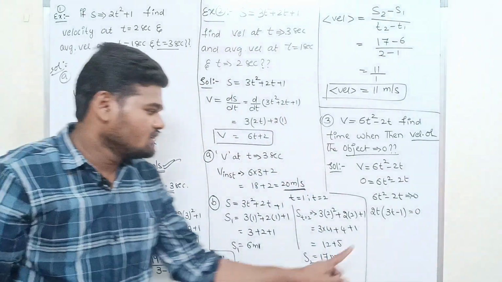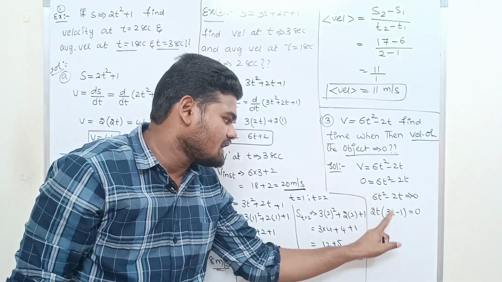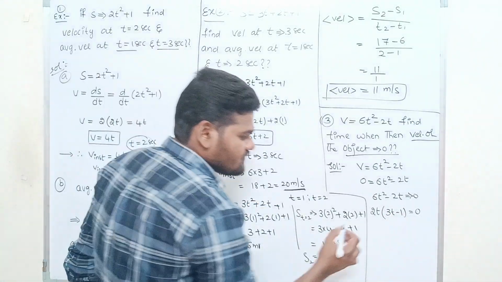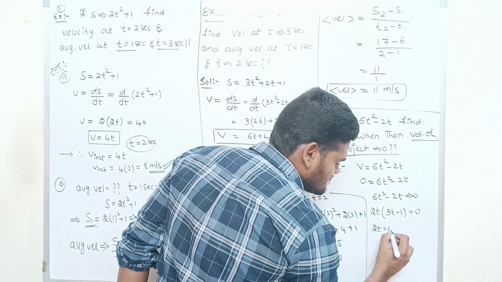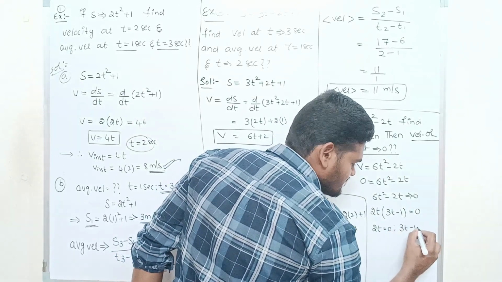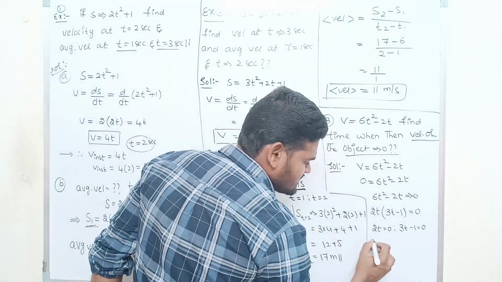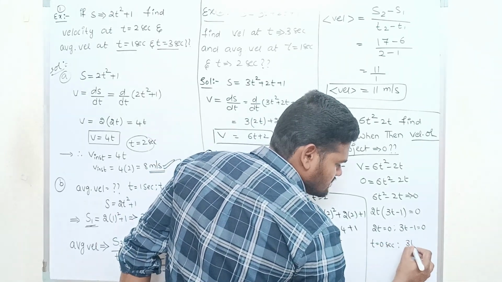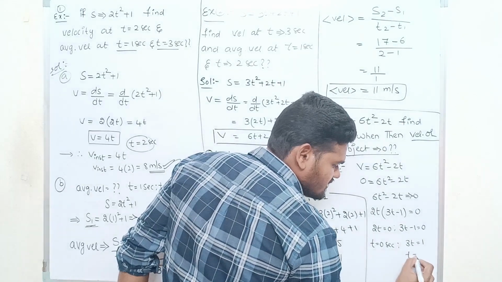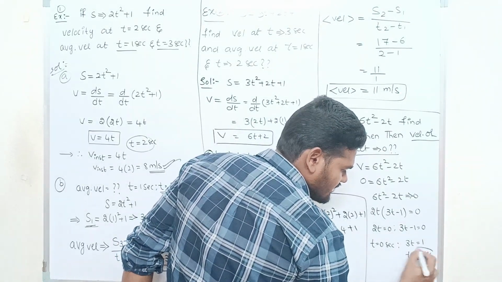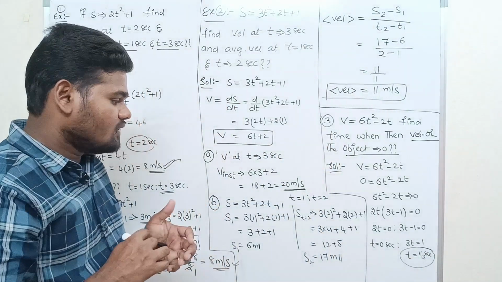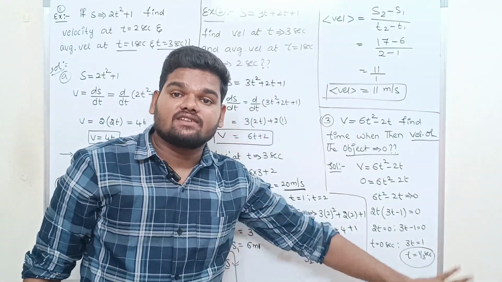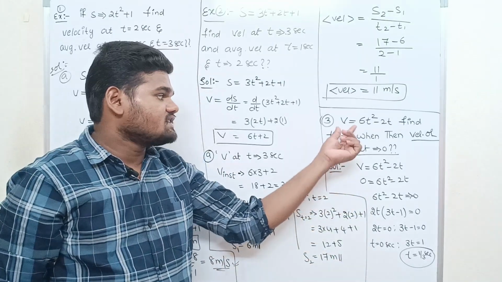Are you getting? 2 threes are 6, t into t is t square, minus 1 into 2t, 2t, equals 0. So from this equation we get 2t equals 0, and 3t minus 1 equals 0. If 2 goes to that side, t equals 0 seconds, and if 1 comes to that side, 3t equals 1, then t equals 1/3 second. So at time t equals 0 seconds and at t equals 1/3 second, the velocity becomes 0.